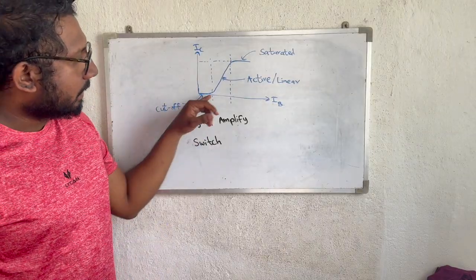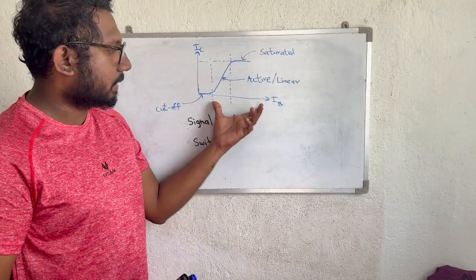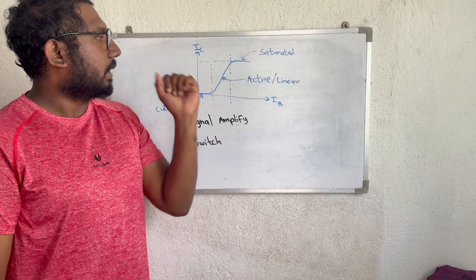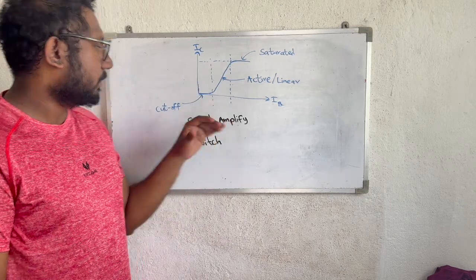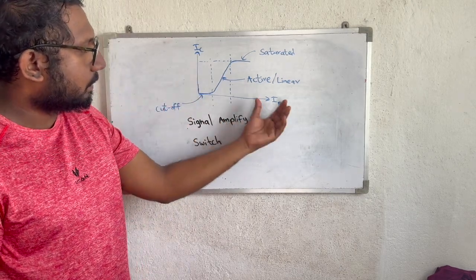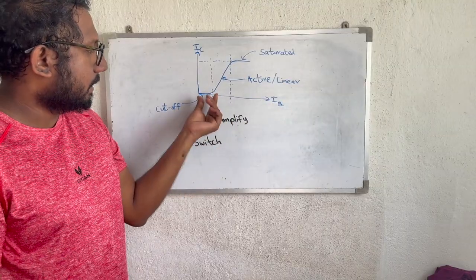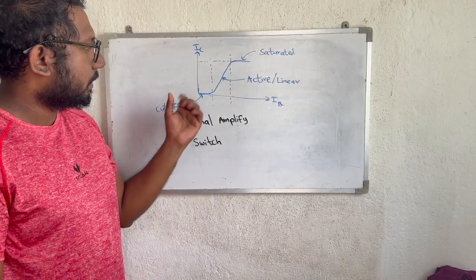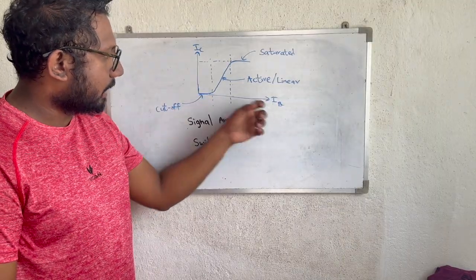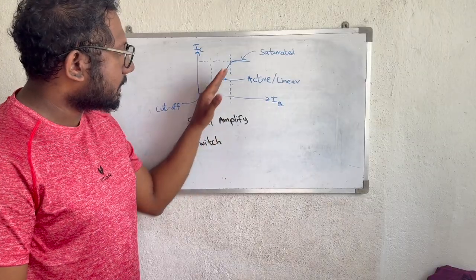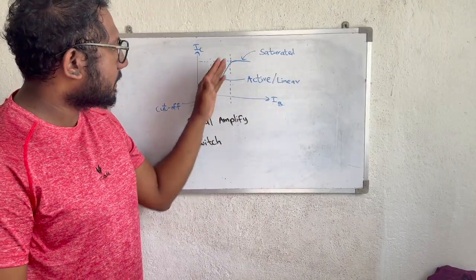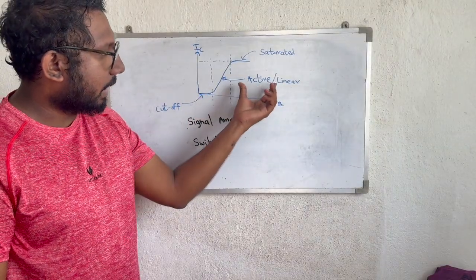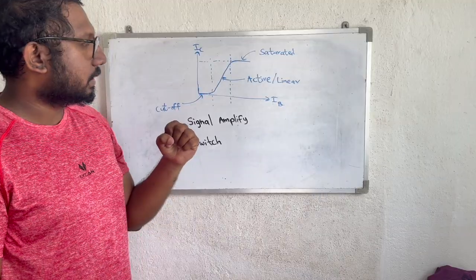As you can see, there are three main regions in the transfer characteristic. When we change the base current, how does the collector current behave? For smaller values of base current IB, the collector current is also very small. But after some specific IB value, as we increase the base current, the collector current also increases linearly. So we call that the active region or linear region.